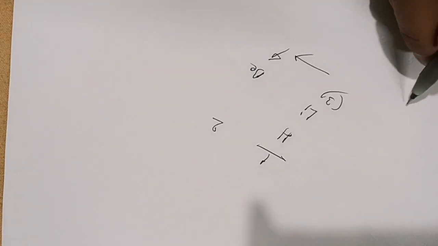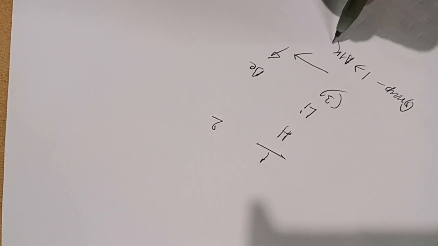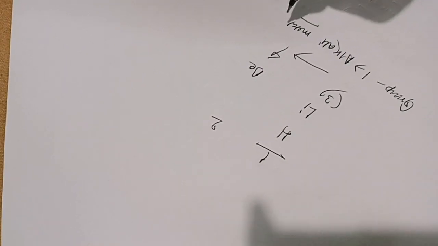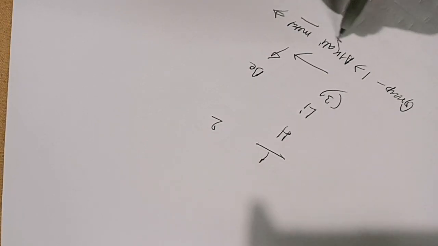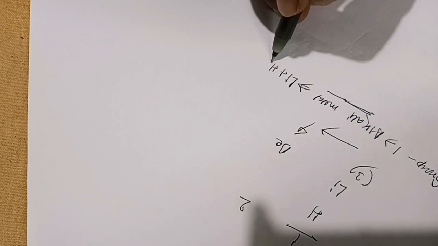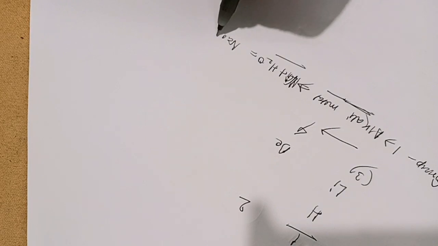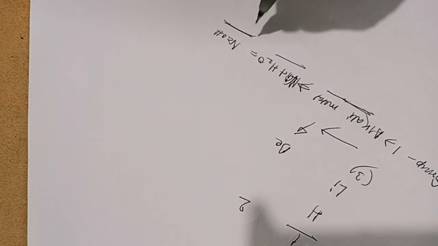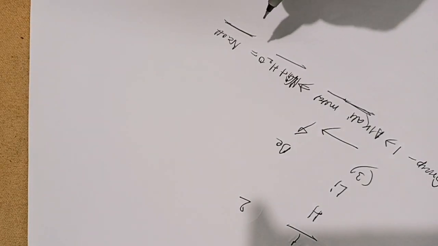Now group 1 is known as the alkali metals. All the elements are known as alkali metals except hydrogen. Why are they called alkali metals? Because when these elements react with water, they give an alkali. As for example, sodium plus water gives NaOH, sodium hydroxide, an alkali. All the elements form alkalis, so they are called the alkali metals.